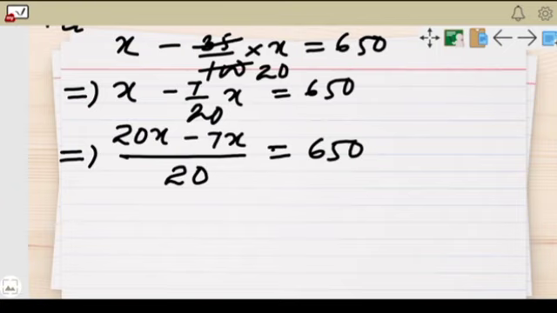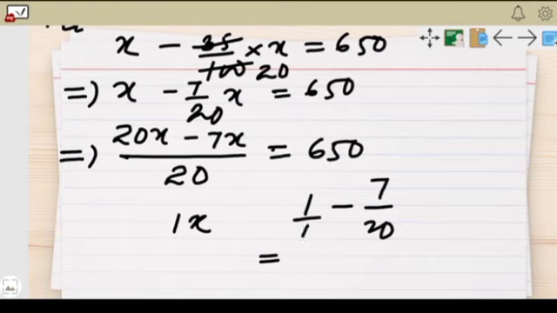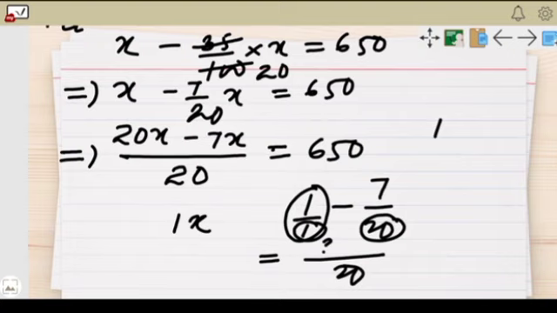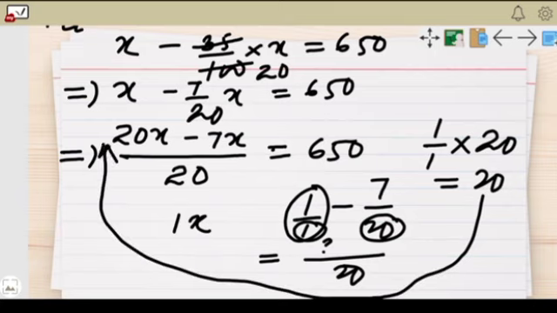Let me show you once how we are getting here 20x minus 7x. Just x means nothing but this is 1. So it is just like now 1 minus 7 by 20. So 1 means in the denominator we have 1 again. So when you take the LCM for 1 and 20, I'm sure you'll be getting 20. So this 1 by 1 into LCM 20 will be definitely 20. This 20 I have written here. And then next, 7 by 20. So I'll drag the screen a little bit.